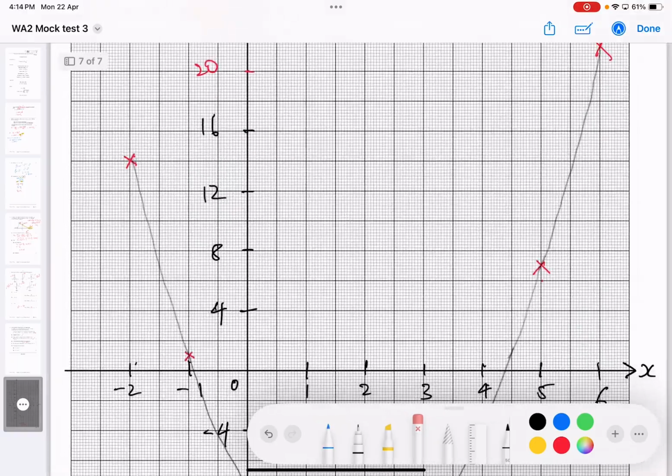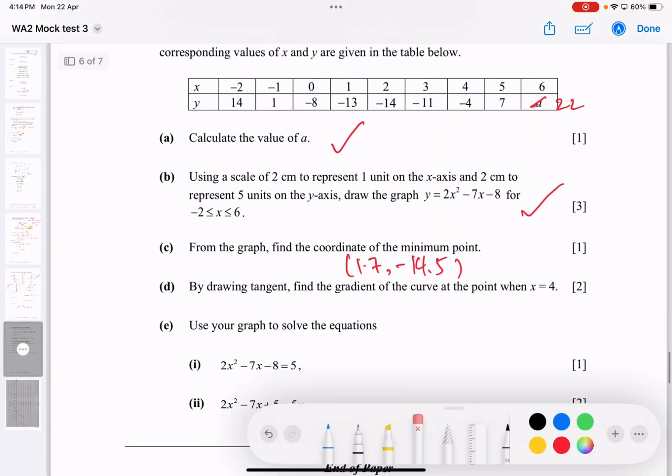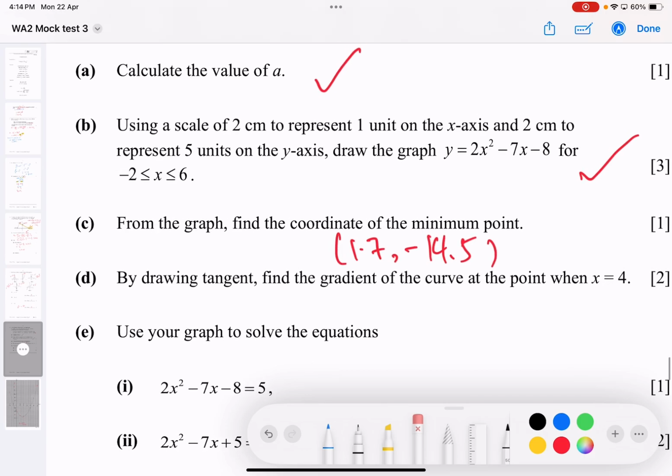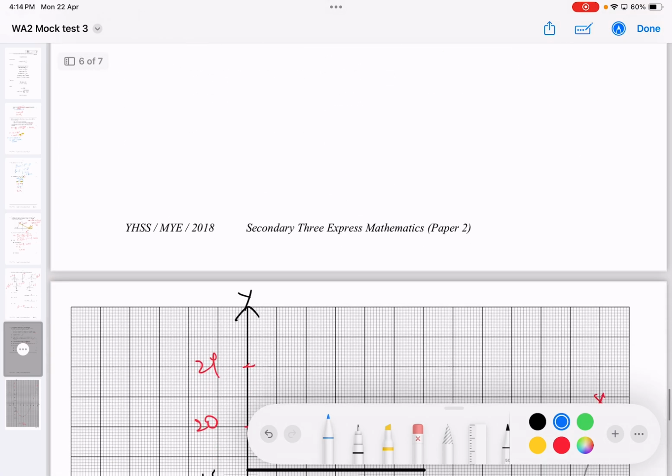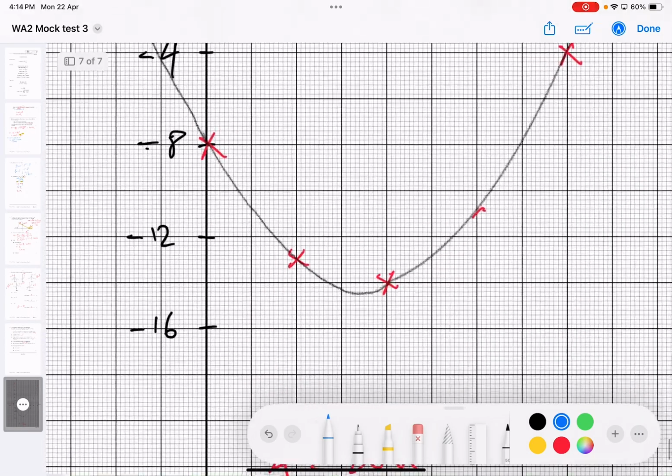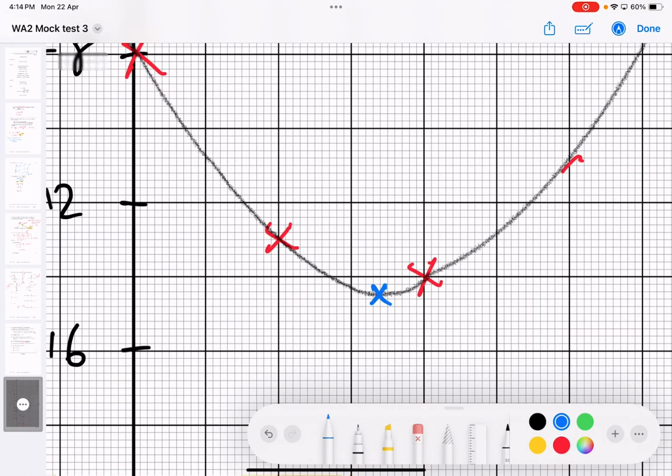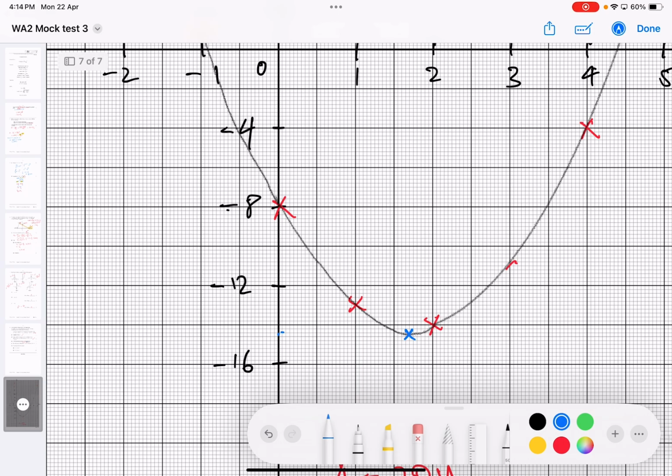So once you draw this graph, let us answer the question. From the graph, find the coordinate of the minimum point. What is minimum point? Minimum point just means the lowest point on the graph. The turning point, exactly. So it is somewhere here. All you have to do is just read off. Just read off, draw dotted lines if you need to, and read off.